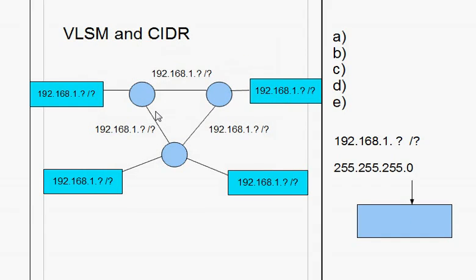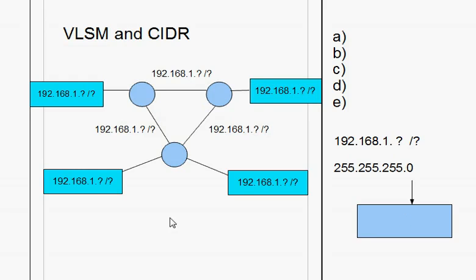Okay, this is my first attempt at a tutorial on variable length subnet masks for the Cisco CCNA, and understanding subnetting when it's a variable length subnet mask. So I'm going to try to explain this and we'll see if it works out.